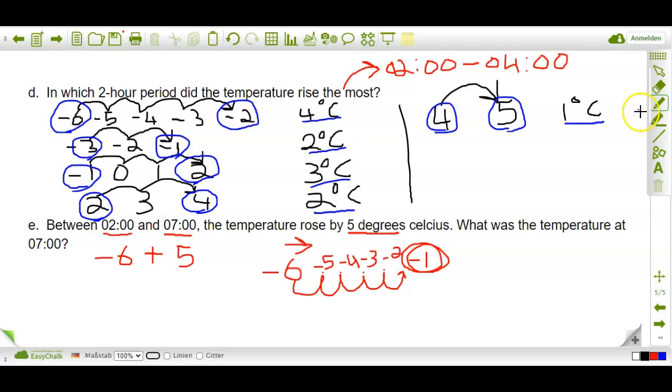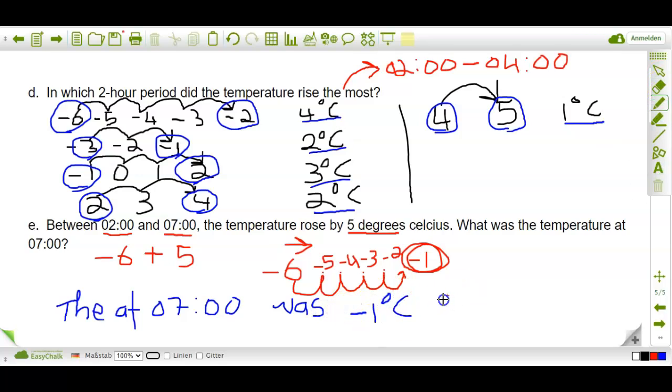I'll write it down here in a different color ink, blue. The temperature at 700 hours was negative 1 degree Celsius. And that's our answer.